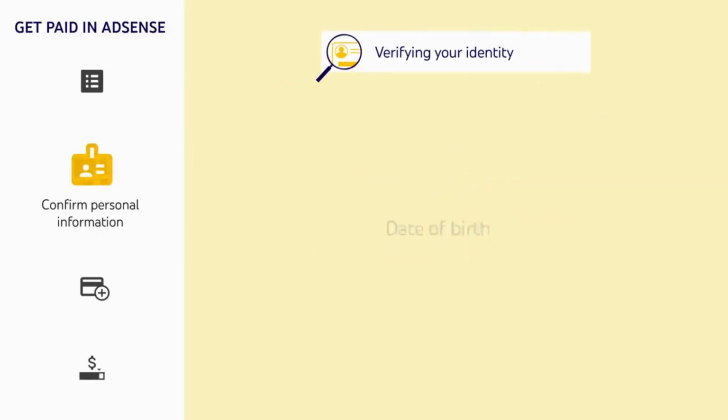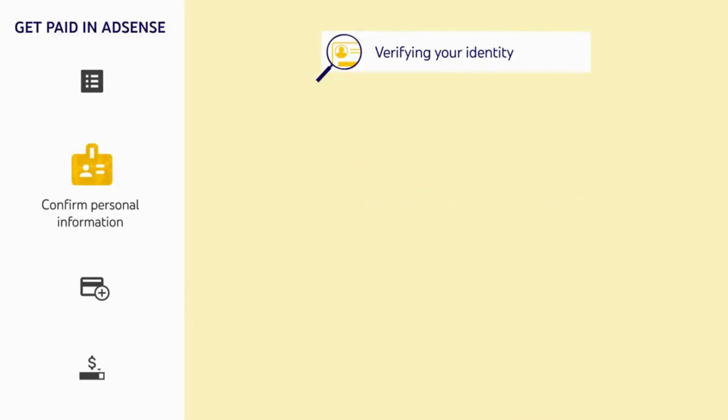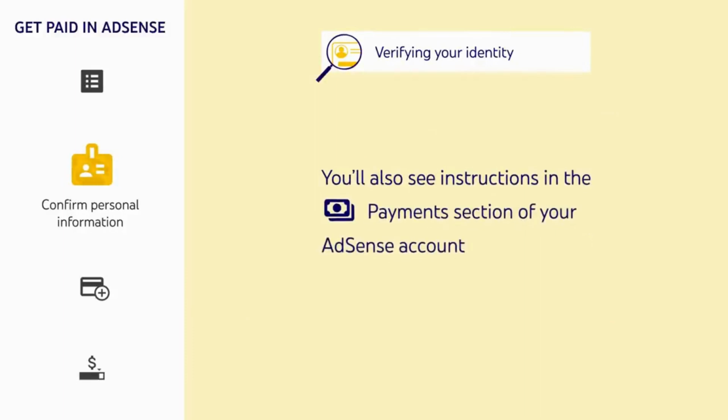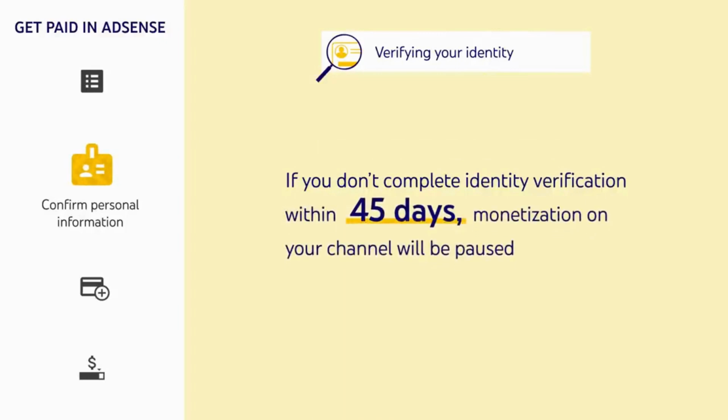If you need to verify your identity, you'll get an email, and you'll see a message in YouTube Studio letting you know that this step needs to be completed. You'll also see instructions on how to do this in the payment section of your AdSense account. Note that if you don't complete identity verification within 45 days, monetization on your channel will be paused.